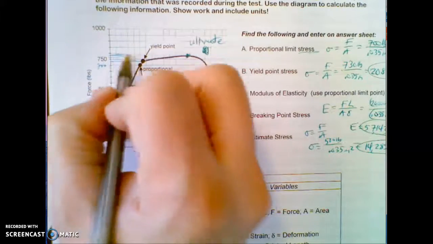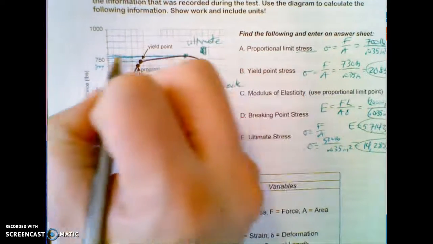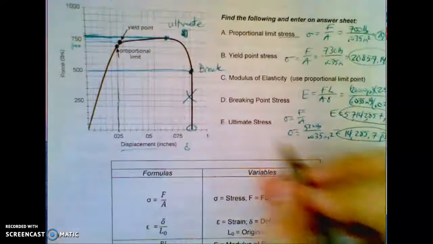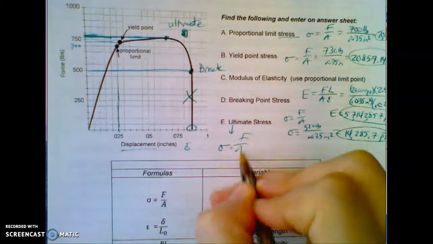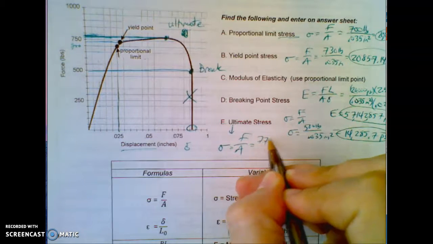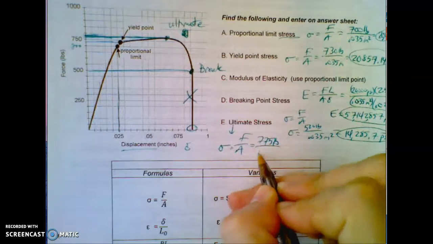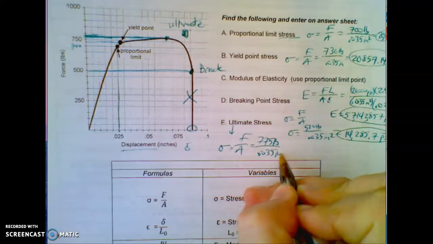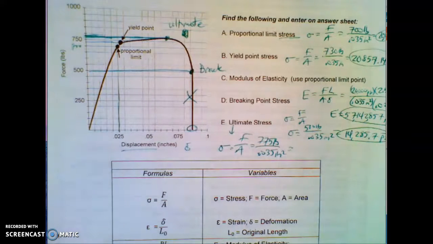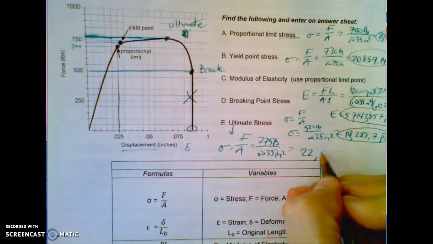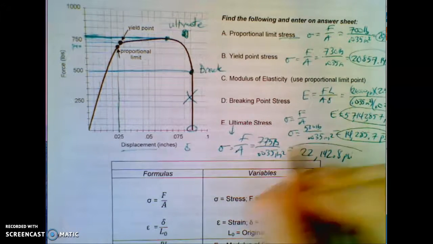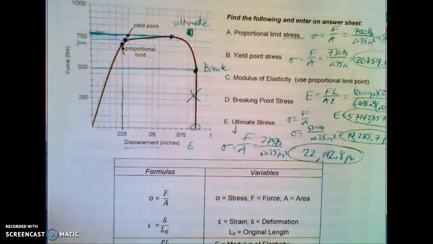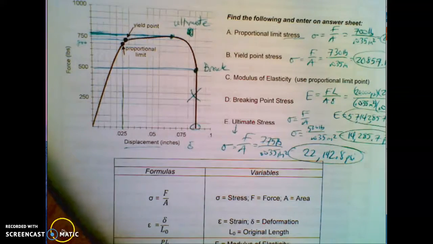And last but not least, the ultimate stress, which means the very highest point you see on your graph. If I were ballparking that, it looks like 775. So stress is force over area. One more time. 775 pounds over 0.035 inches squared. 775 divided by 0.035. 22,142.8 PSI. That's the most amount of stress it was able to take.